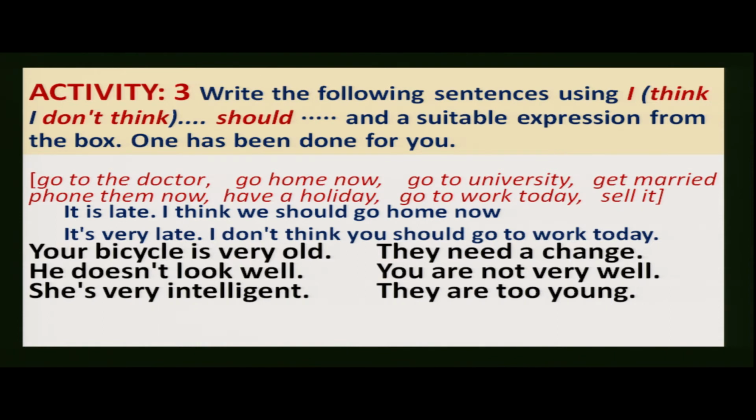It is very late, I do not think you should go to work today. Right. So your bicycle is very old, he does not look well, she is very intelligent, they need a change, you are not very well, they are too young. There are 6 contexts given here.